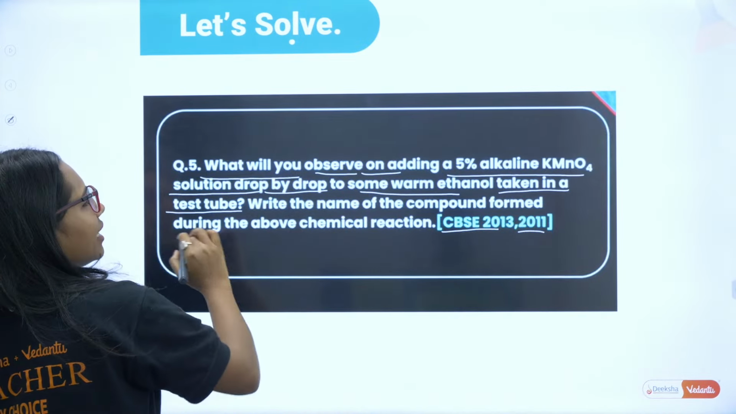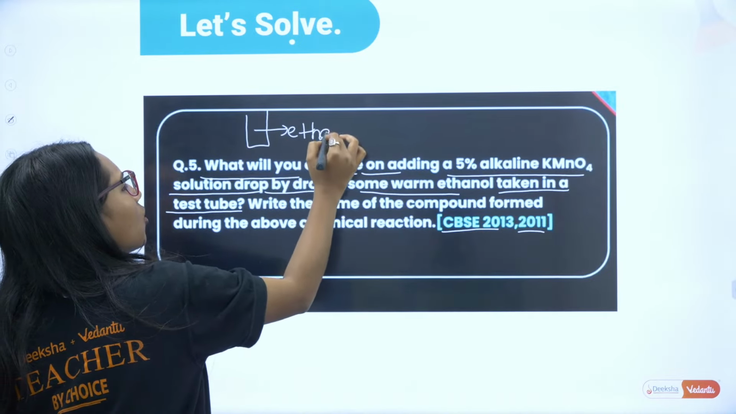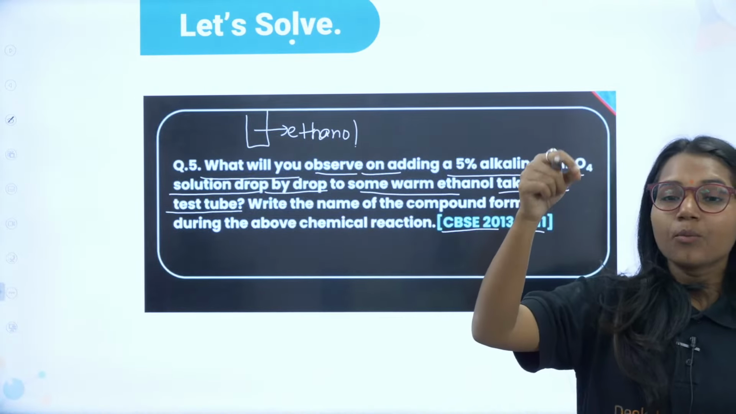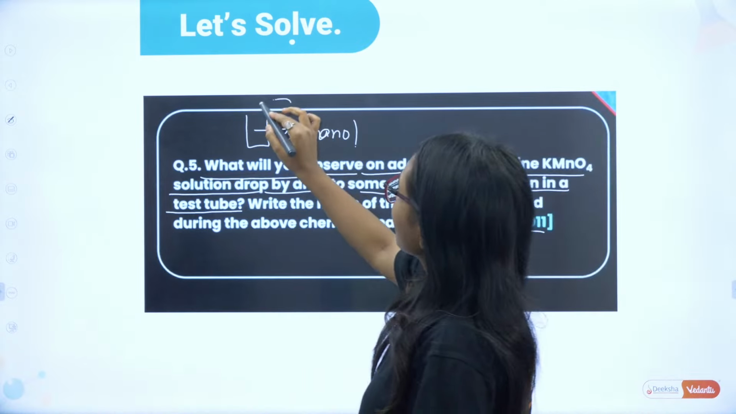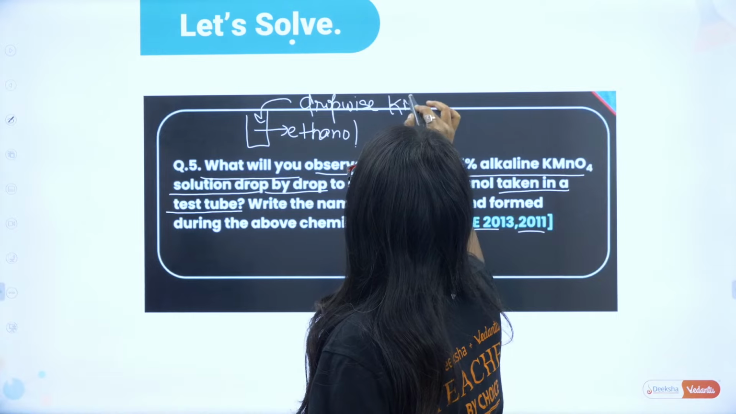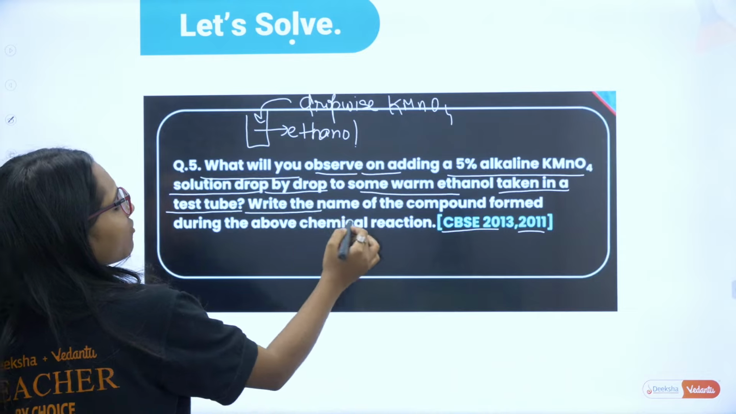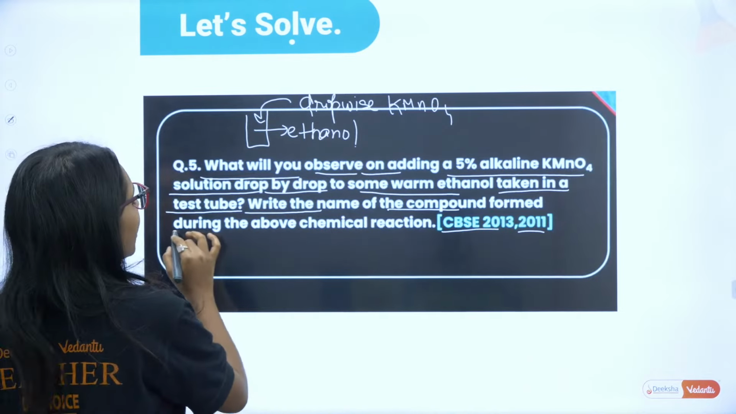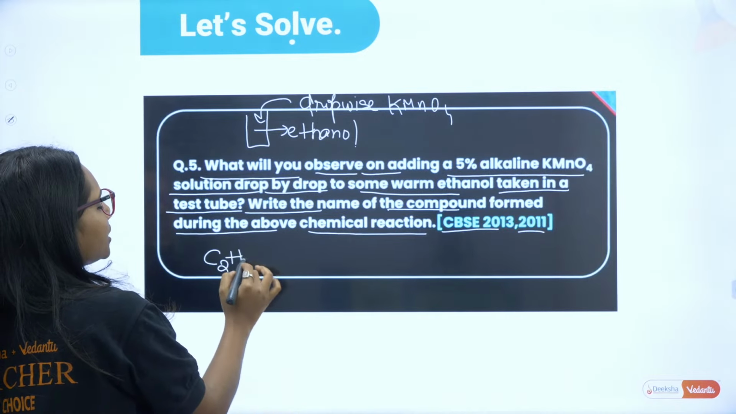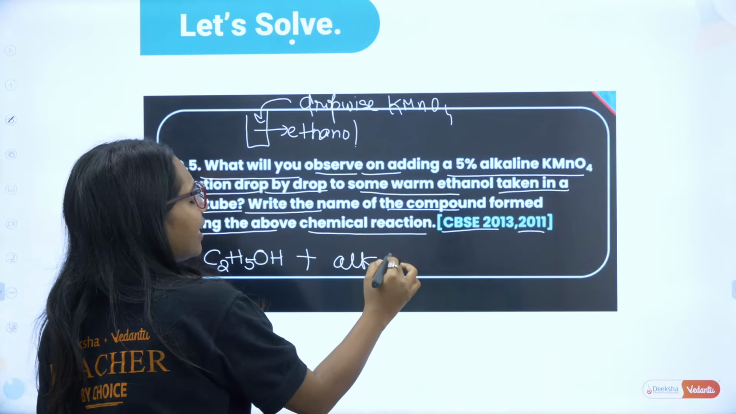Basically, what they are telling you is that you have taken a test tube. In this you have put ethanol. In this ethanol test tube, you are putting KMnO4 drop-wise. What is going to happen? Write the name of the compound which is formed during the above chemical reaction. So we have ethanol, C2H5OH, and in that we are adding alkaline KMnO4.